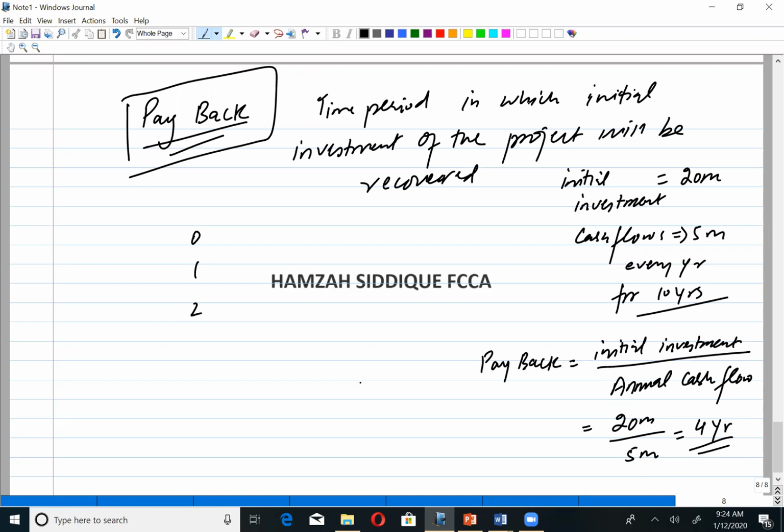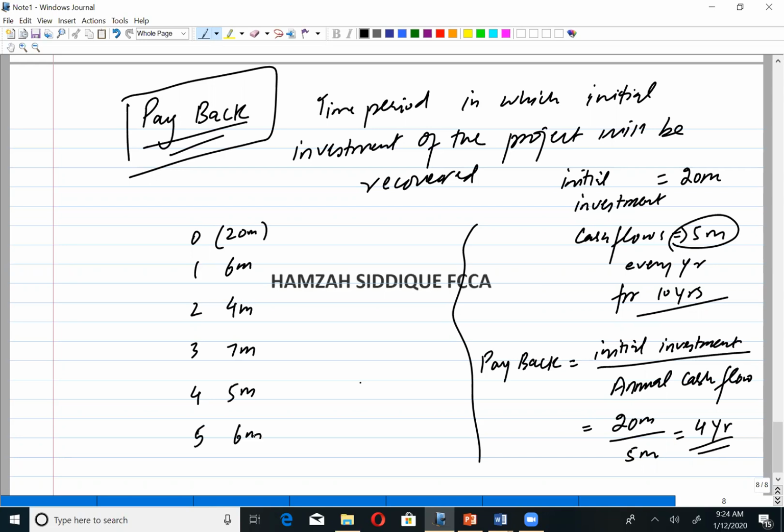Next. So students, this is the case when there are constant cash flows. Case 2: for example, a project has an initial investment of 20 million and it will yield cash flows in this way: 6 million, 4 million, 7 million, 5 million, 6 million. So you see the variation in the cash flow.